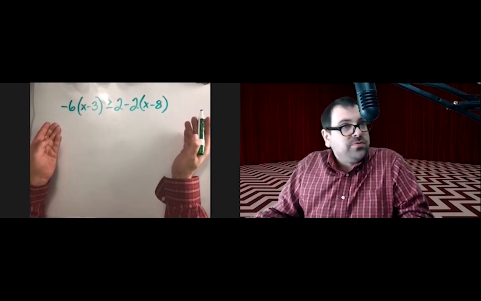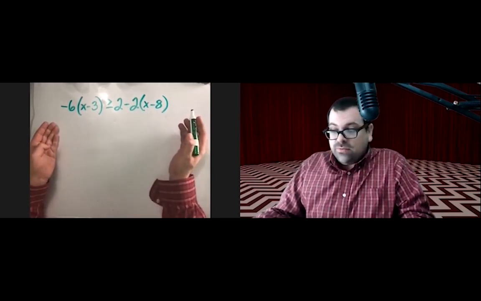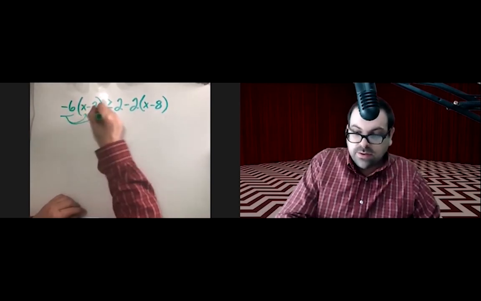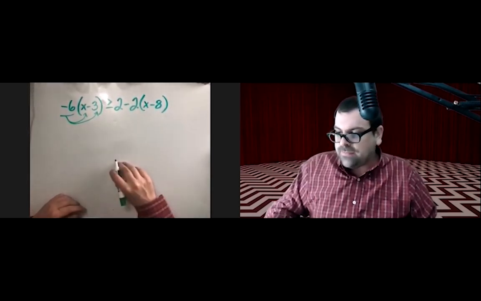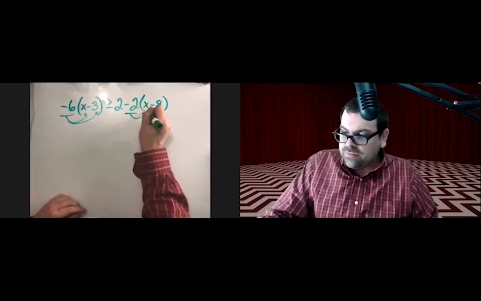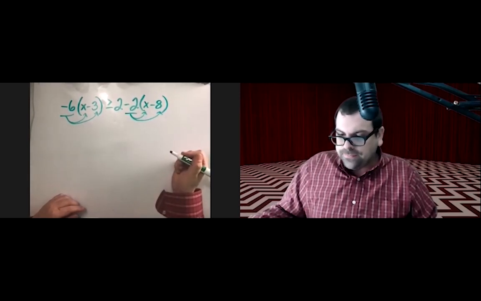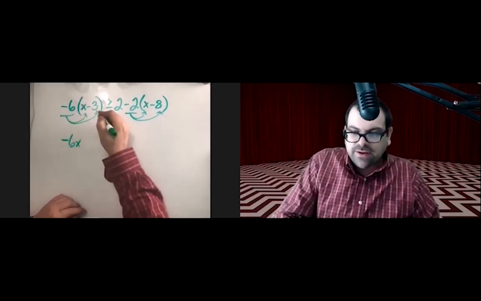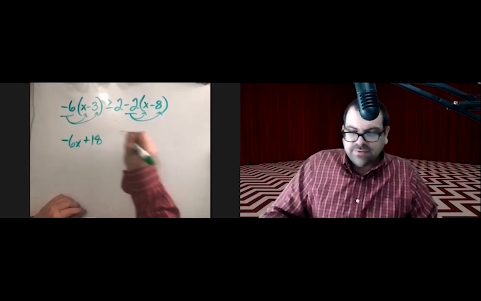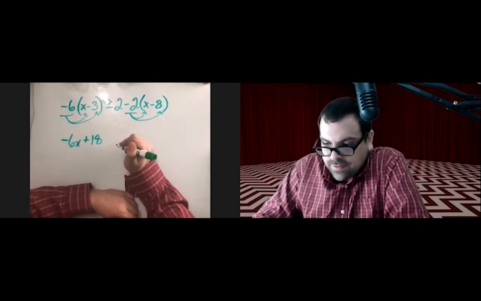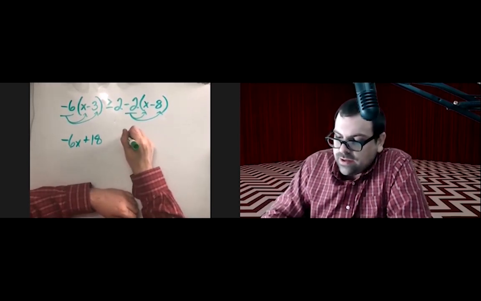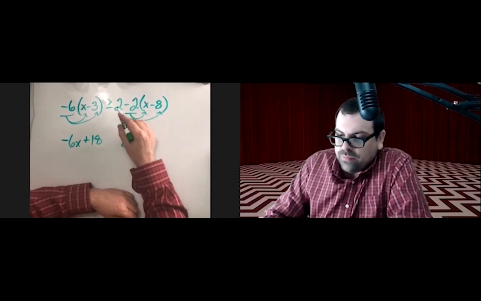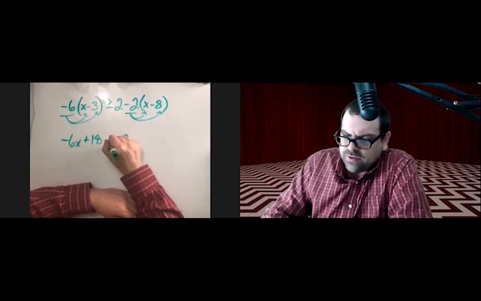So with parentheses, what do we do first? Well, in an equation, we distribute to clear the parentheses. And that is what we do here. We're going to distribute the negative 6. Over here, we'll distribute the negative 2. Negative 6 times x is negative 6x. Negative 6 times negative 3, positive 18. On the other side, distributing the negative 2, bringing down the positive 2, and this will be greater than or equal to.